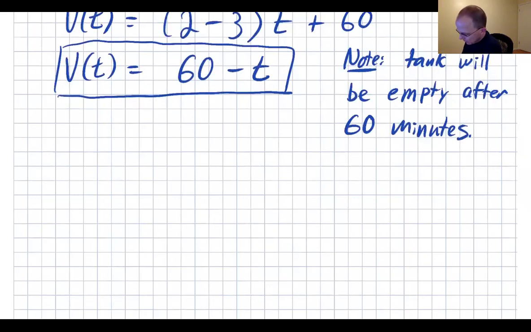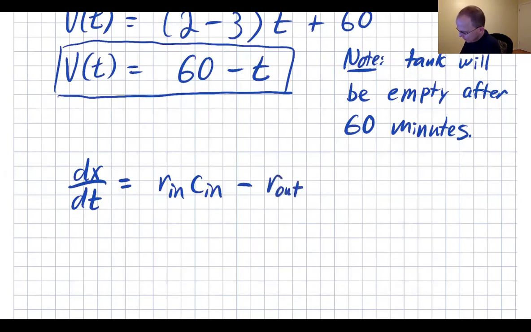Now, we need to set up our differential equation for x. The differential equation was that we have the rate coming in times the concentration coming in. And then we're going to subtract the rate coming out times the concentration coming out.